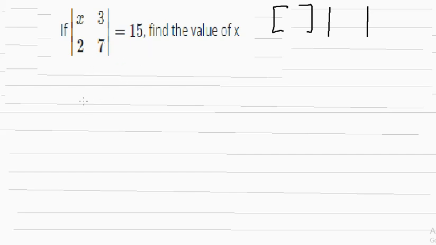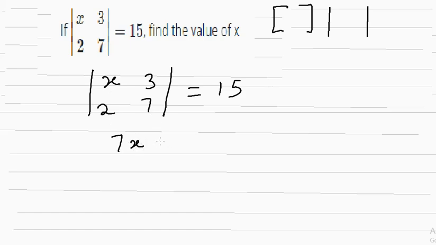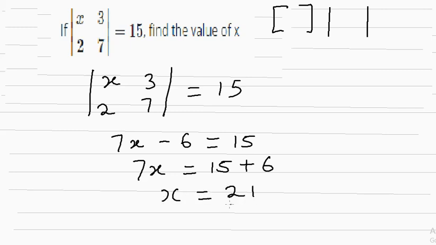Okay, so if the determinant of the matrix with rows x, 3 and 2, 7 is equal to 15, find the value of x. So that's simple. We have to find the value of x. You know what we do? 7 times x, that's going to be 7x. 2 times 3, that's going to be minus 6, equal to 15. So 7x is going to be equal to 15 plus 6, which of course is 21. So x is going to be equal to 21 over 7, which is 3.